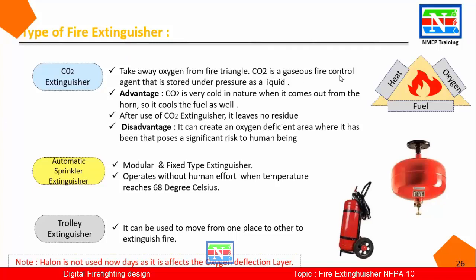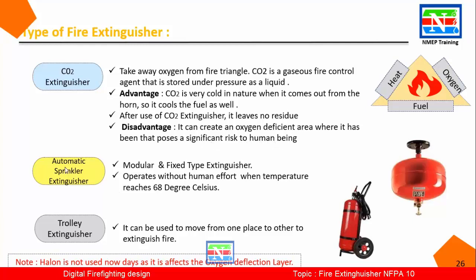CO2 is a gaseous fire control agent that is stored under pressure as a liquid. Advantages: CO2 is very cold in nature when it comes out from the horn, so it cools the fuel as well. Another advantage of using CO2 is it leaves no residue. Disadvantages: it creates an oxygen deficient area, which poses significant risks to the human body, as we discussed.